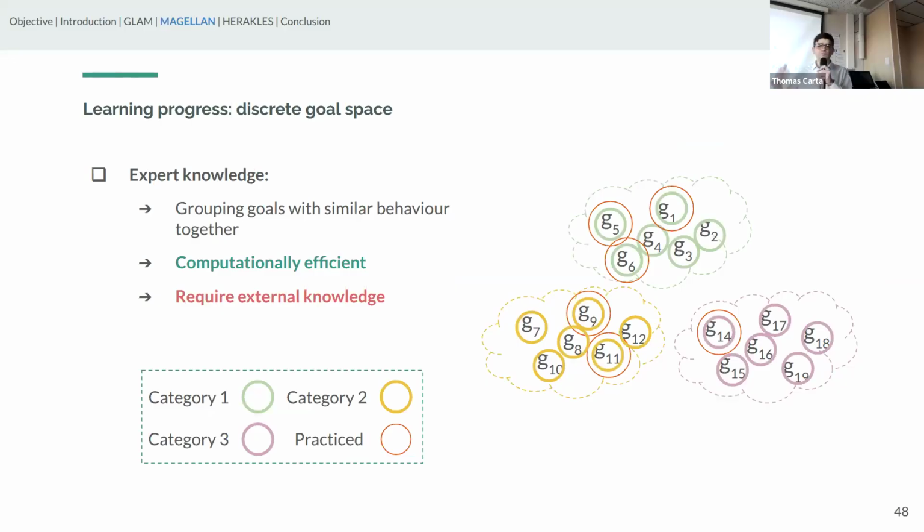And finally, if you have it, you can use expert knowledge to group goals together depending on different categories. And you just need to sample 1 or 2 goals inside each category to have an idea of how the competency of the category progresses and then deduce the learning progress. However, even if it's computationally efficient, that requires external knowledge that we cannot have when we are doing open-endedness.